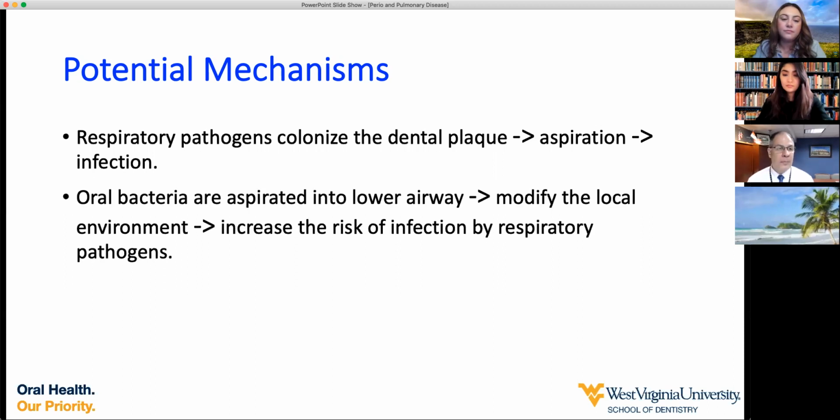The second is that the oral bacteria themselves, so bacteria that are causing oral disease, are aspirated into the lower airway in a similar mechanism, and they can actually modify the local environment. They can actually have an effect on the soft tissue and create a more desirable environment for a respiratory pathogen to come in and affect the respiratory system.